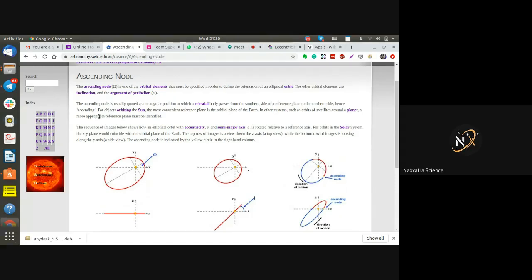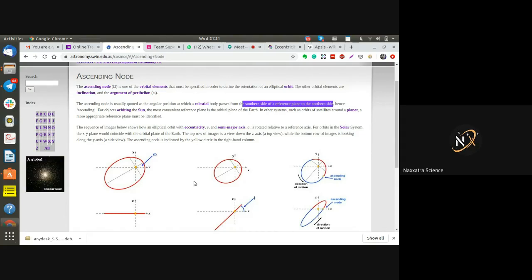So that's basically, it depends on the direction. So let's read this. For objects orbiting the sun, the most convenient reference frame is again the Earth. And what you're talking about is usually quoted as the angular position at which a celestial body passes from the southern side of a reference plane to the northern side. So this is how you distinguish between the two points, right? In the other point, the object is going from the northern side to the southern side. So that's how you would distinguish.